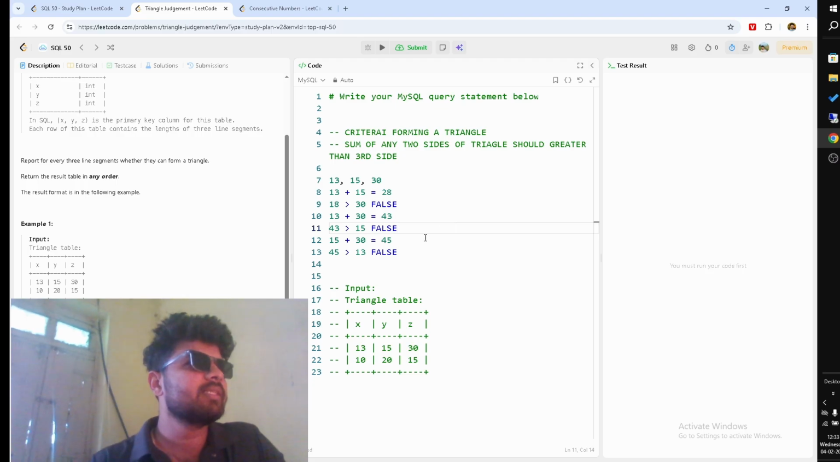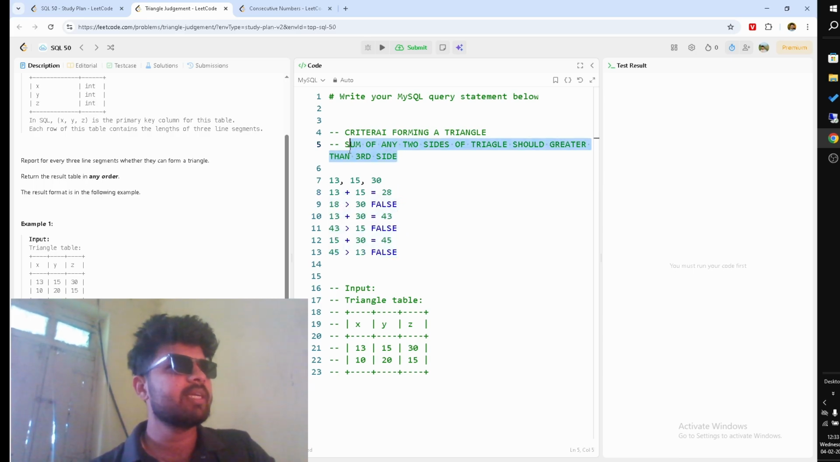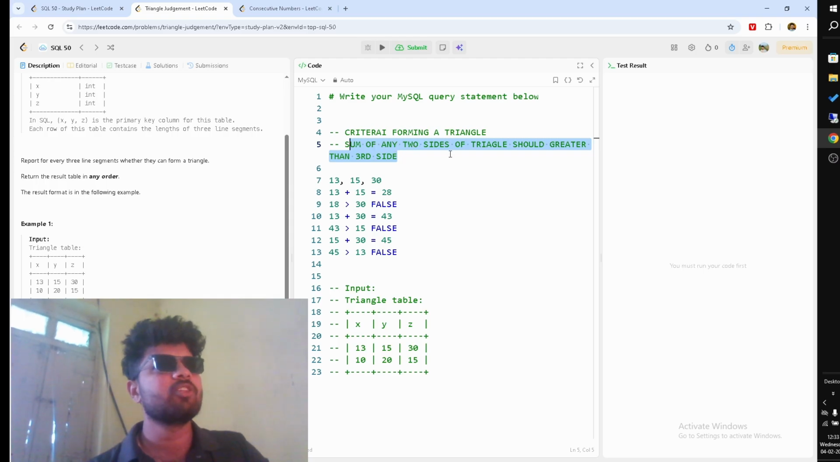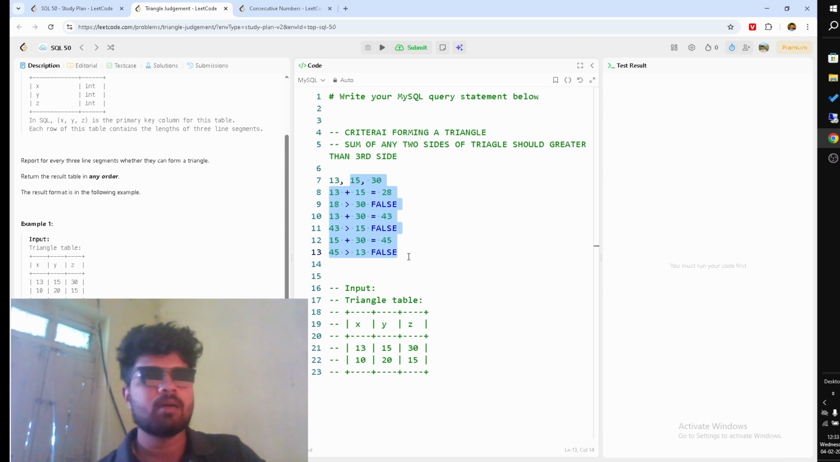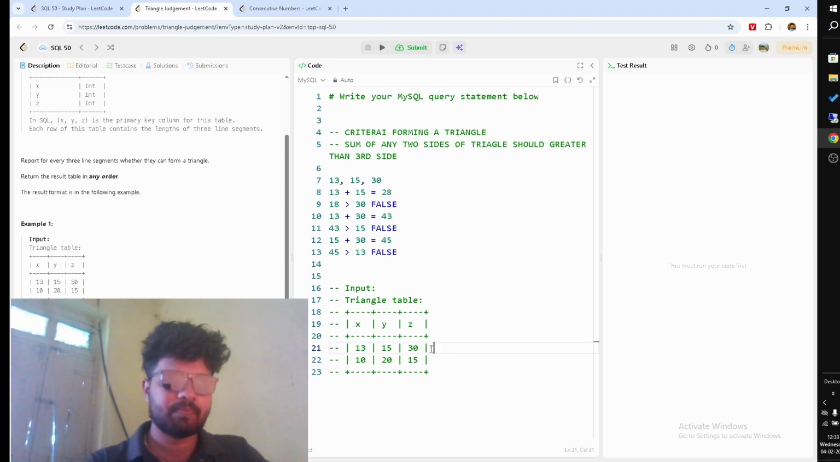So these three sides are not qualified to form a triangle, because the statement says the sum of any two sides of a triangle should be greater than the third side, but here that criterion is not satisfied. So this will not qualify as a triangle, and we'll put a no here.